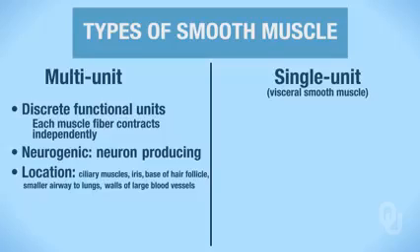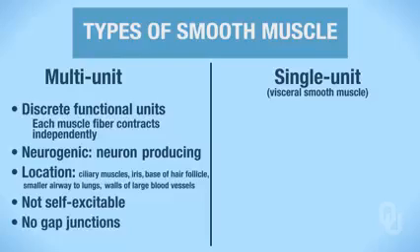The next characteristic for multi-unit smooth muscle is that these smooth muscle cells are not self-excitable. This should make sense because they are neurogenic. They rely on a neuron to tell them to contract. So these cells are not self-excitable. And since these cells are not self-excitable, they have no gap junctions. This is the last characteristic for multi-unit smooth muscle.